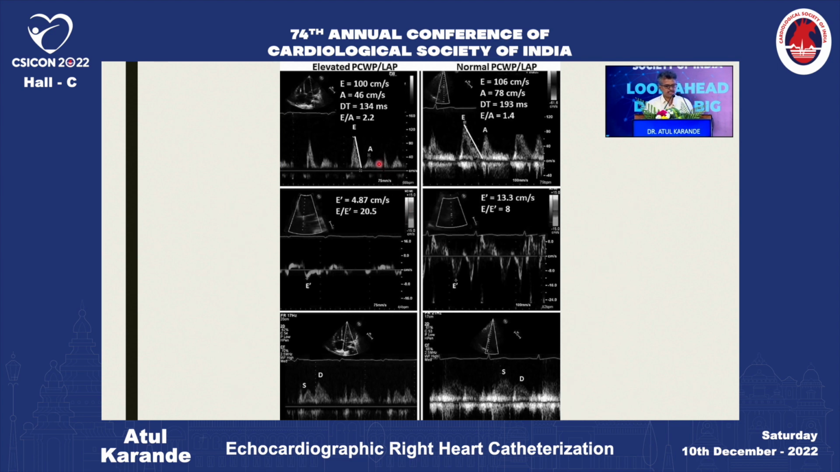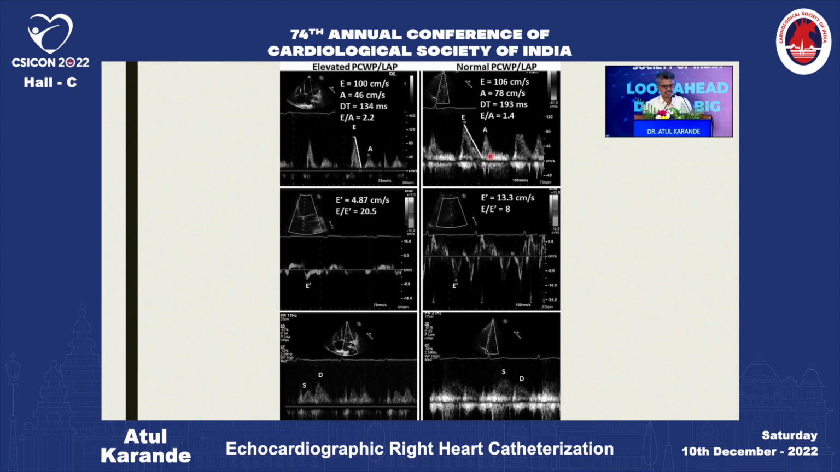Now here are 2 patients. Here the E/A ratio is more than 2.2. The E to E prime is 20.5, and there is diastolic prominence of pulmonary vein flow. So here the pulmonary capillary wedge pressure or LA pressure is significantly elevated.